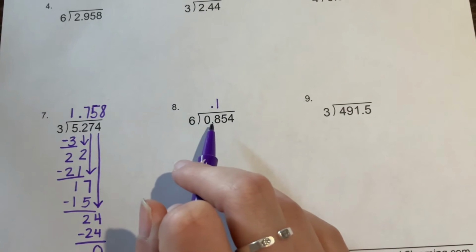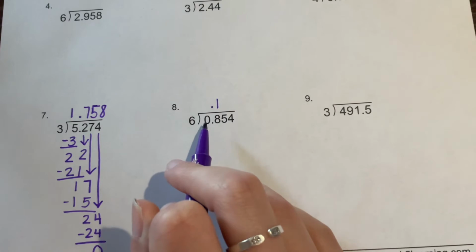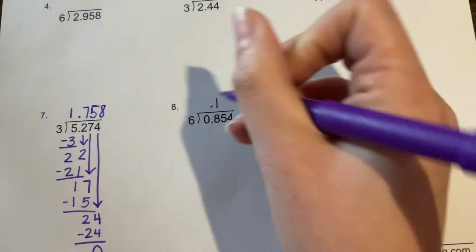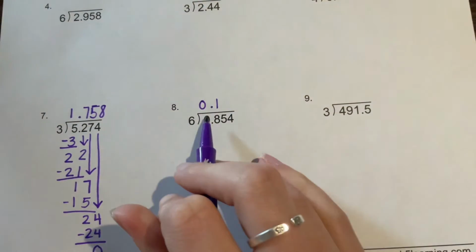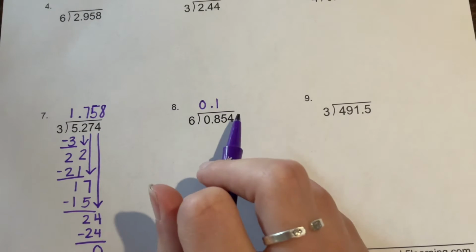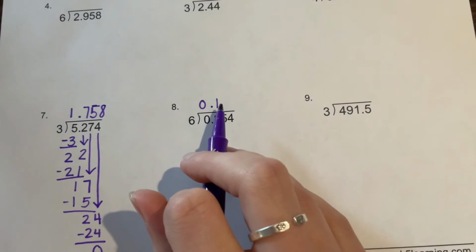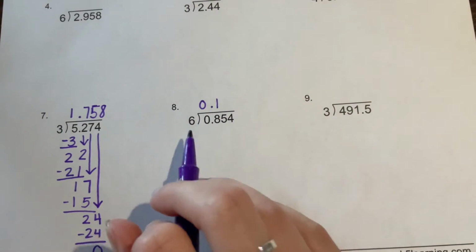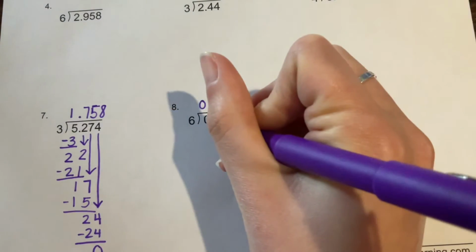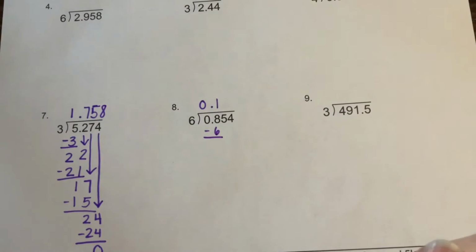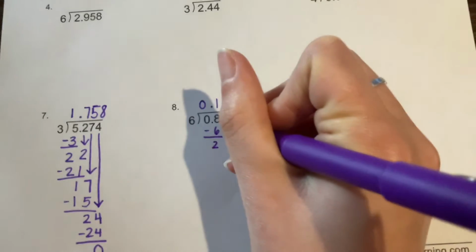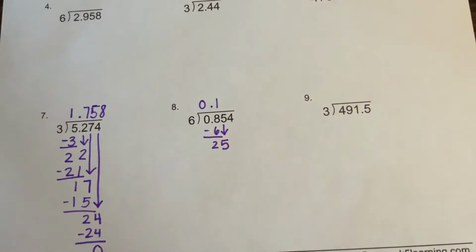Okay, and I'm going to pause you right here. When you have a decimal point in your dividend and it starts with a 0, you can go ahead and put that 0 up here, because remember, it always makes it easier. Okay, so this is what you should have. 0 and 1/10 so far. 6 times 1 is 6. We subtract. 8 minus 6 is 2. And then we bring down that 5.